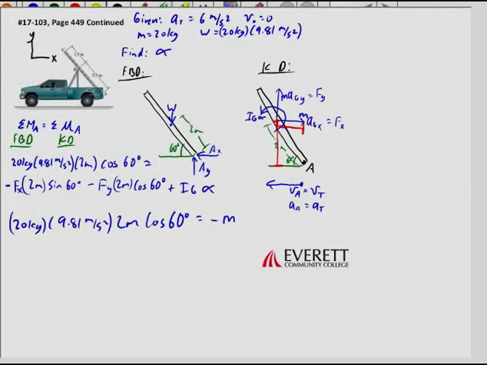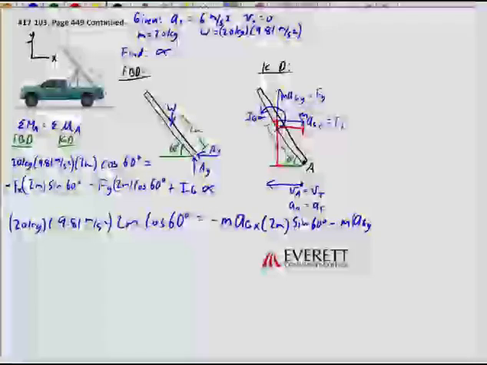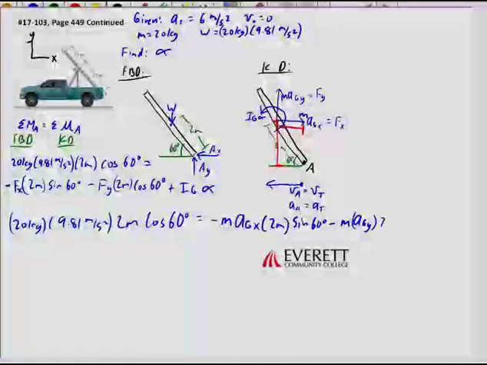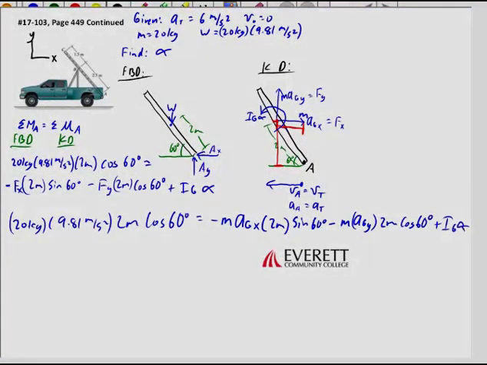mass, which we know. I'm going to write it symbolically, and then I'll plug in the numbers. Mass times the acceleration of the center of mass of the ladder in the x direction. That's our pseudo force in the x direction. We're multiplying that by 2 meters times the sine of 60 degrees. And then we've got mass times our pseudo force in the y direction times 2 meters cosine 60 degrees. And finally, our IG alpha.